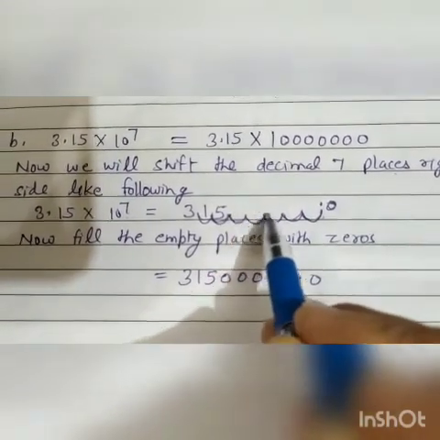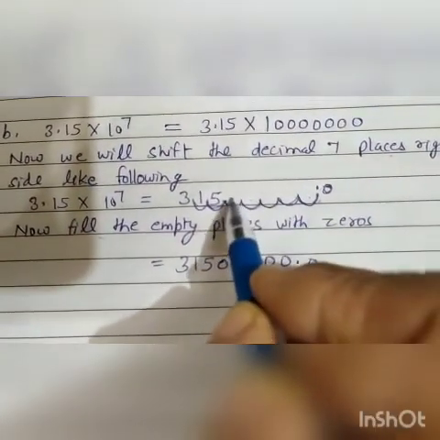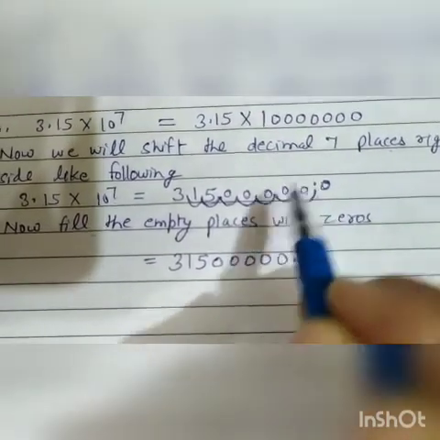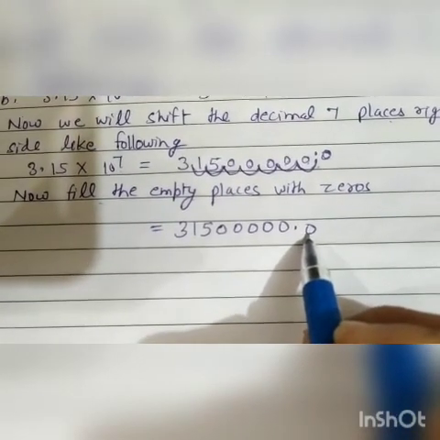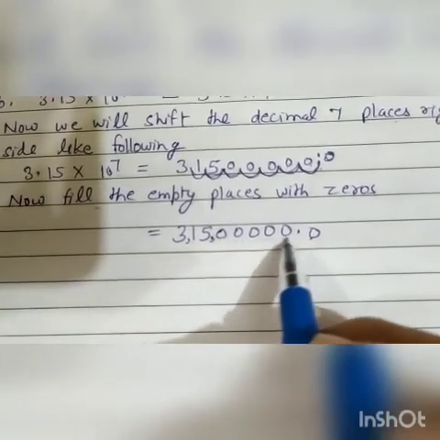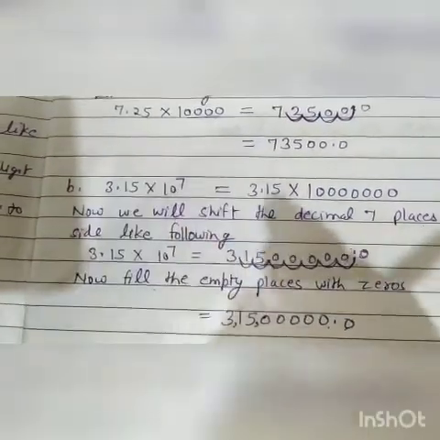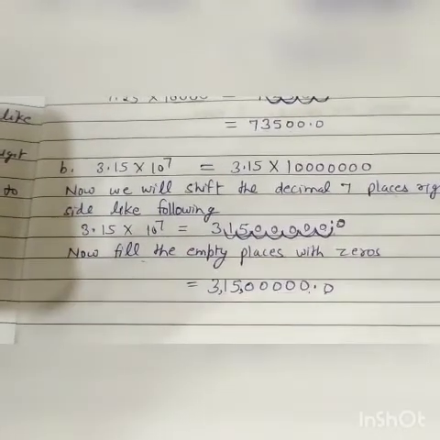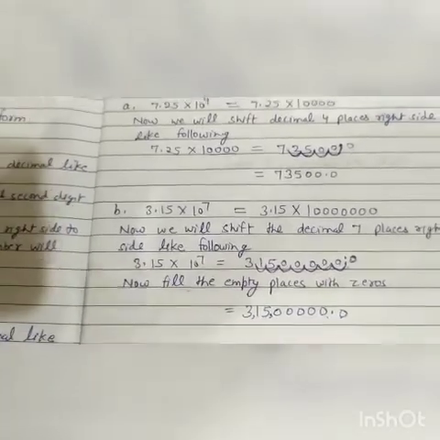Now these are the empty places. Now fill the empty places with 0. If we put 0 here, 1, 2, 3, 4, 5. So this number will become like this, 3 crore 15 lakh. I think all the sums are clear. Now this exercise is finished, and this chapter is also finished with this exercise.